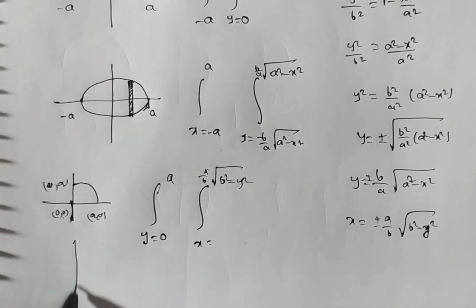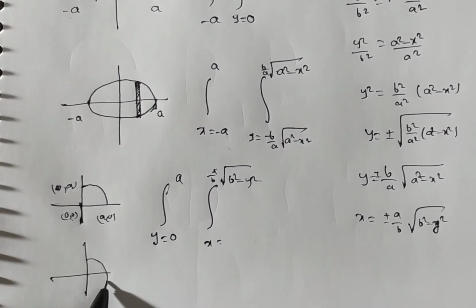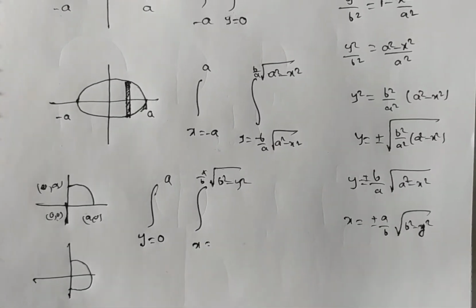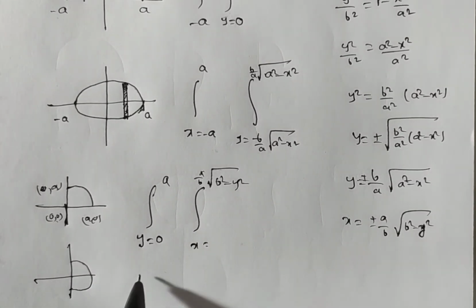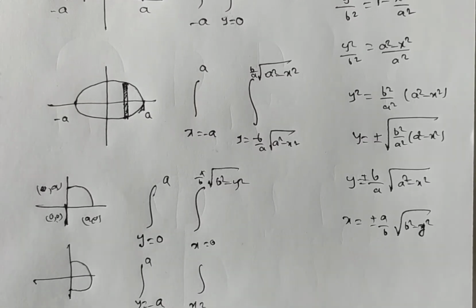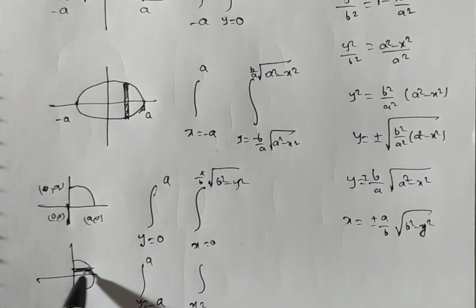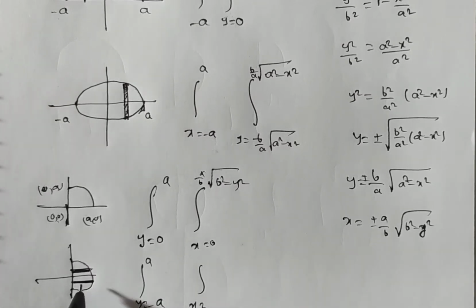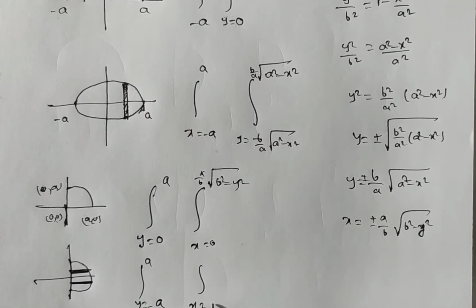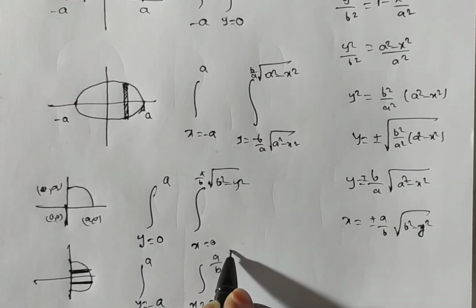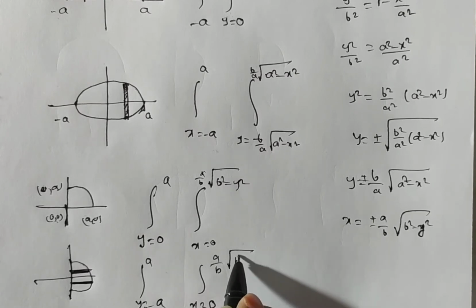Suppose it is the right side of the x axis, like this, then in this case you observe y goes from minus a to a. Y is independent, so y is from minus a to a. And here for x, draw the strip which is parallel to the x axis. Here also, if you draw, both will be the same. The left side of the strip is on the y axis, where x value is 0, and on the right side you have a by b, this is the ellipse on the right side, a by b positive only, that is square root of b square minus y square.